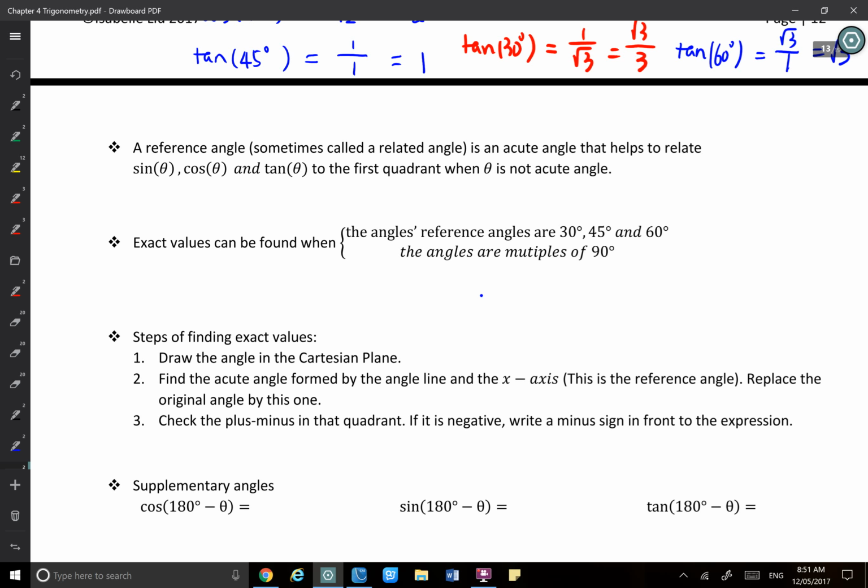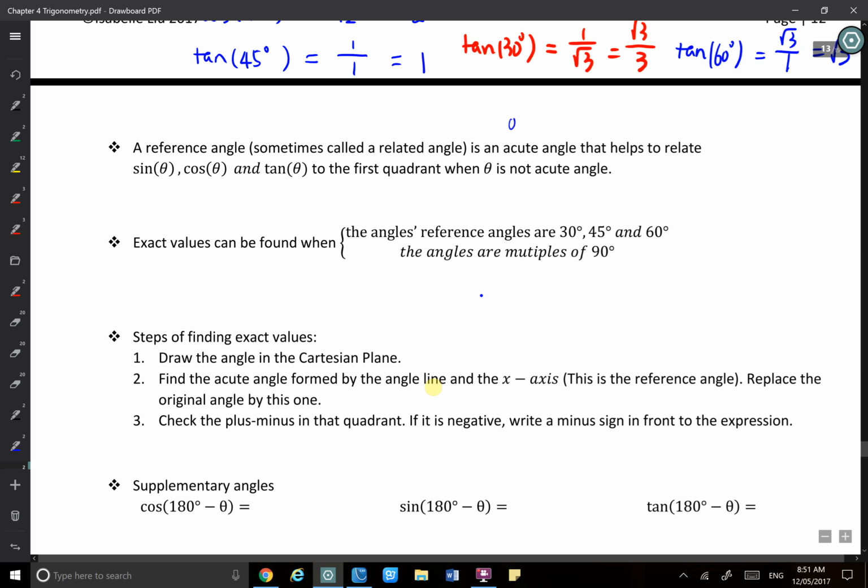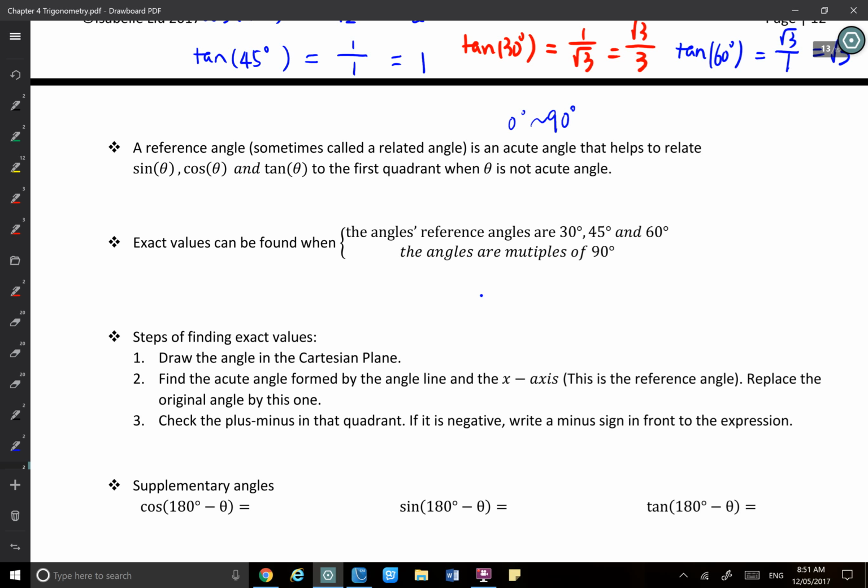Reference angles are sometimes called related angles, and it's an acute angle. An acute angle is between 0 degrees and 90 degrees. That helps to relate sine, cosine, and tangent to the first quadrant when the theta is not an acute angle. When we're not having acute angles, we want to think about the acute angle, because then we can think about a right angle triangle.